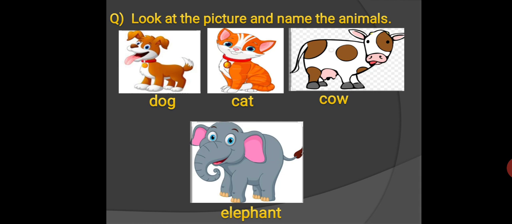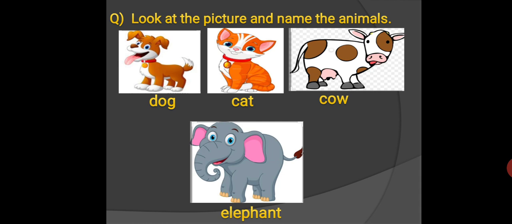Have you seen an elephant ever? Okay. So now from these examples we come to know that a noun can be a name given to an animal or a bird also. Now look at the pictures once again. The names of the animals are dog, cat, cow, and elephant.